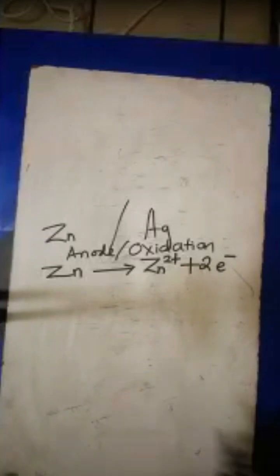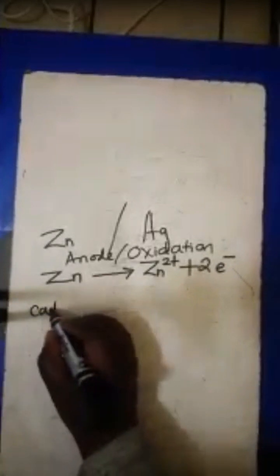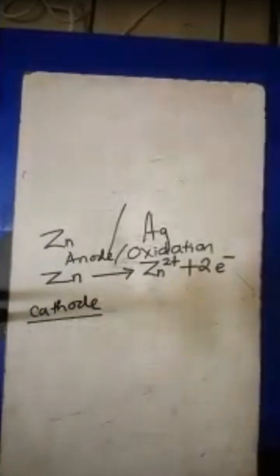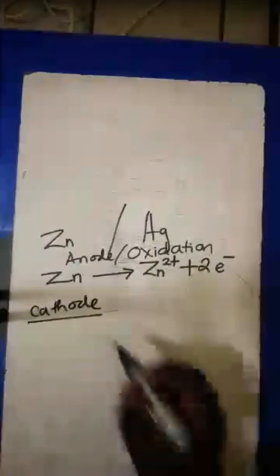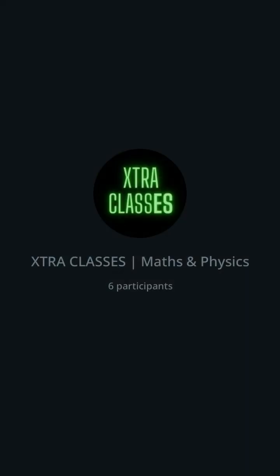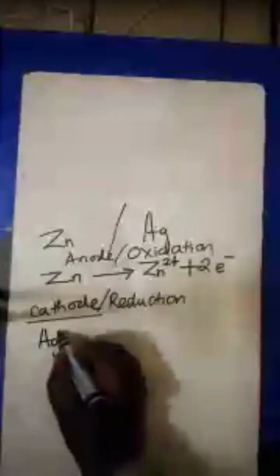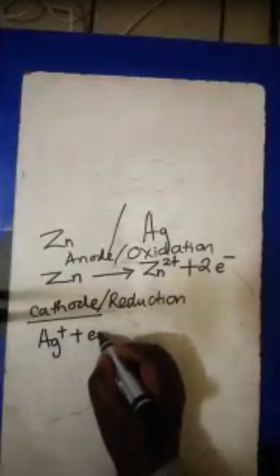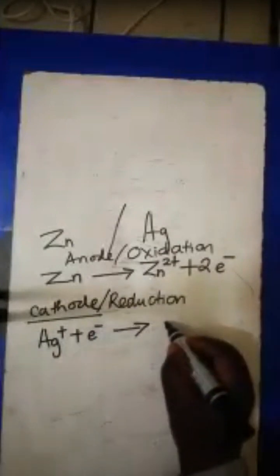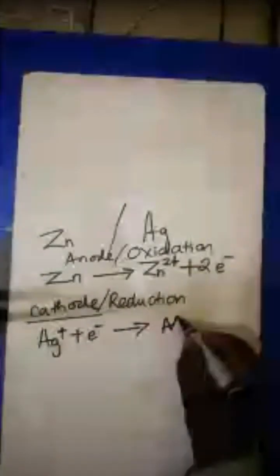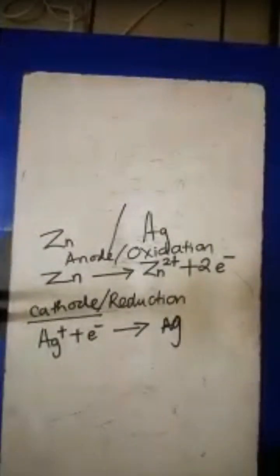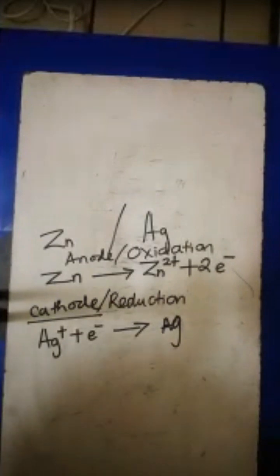Right. Cathode. You write it the way you see it on the paper, or you call it reduction. Cathode, or you call it reduction. Ag plus an electron, then you call it Ag. That is reduction. So in the exam, they will ask you, write the anode equation or write the oxidation reaction.